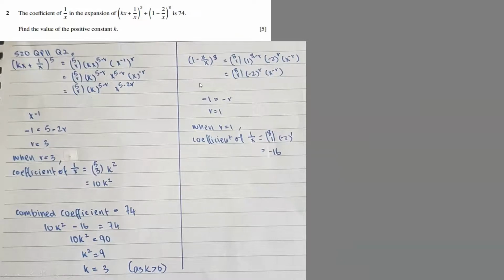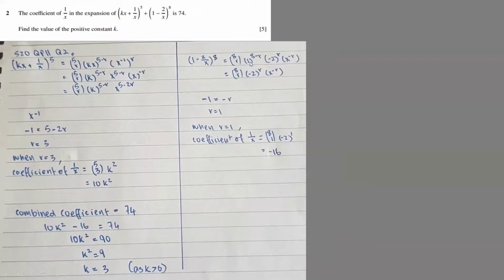And for the next expression, we do the same thing. We represent the binomial expression in terms of r. So 8 choose r, 1 raised to the power 8 minus r. And then I split negative 2 over x into (-2x) raised to the power r and x^-1 raised to the power of r. I do this because, like I said, I want to separate the x values and the constant values to one side.